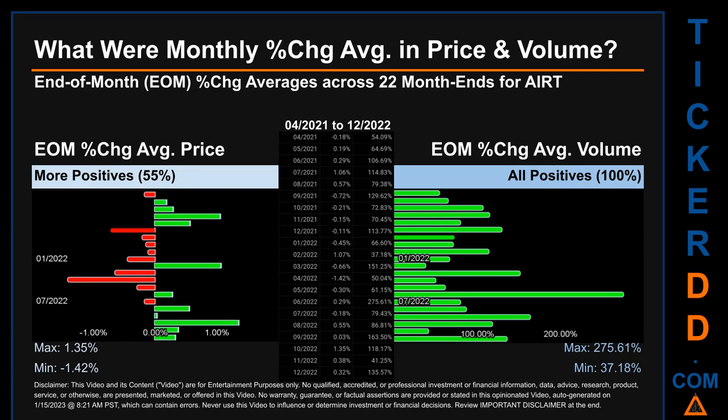Price saw an end-of-month max of 1.35% in average percentage change along with a minimum of -1.42%. For volume, the maximum and the minimum monthly percentage change were respectively 275.61% and 37.18%.